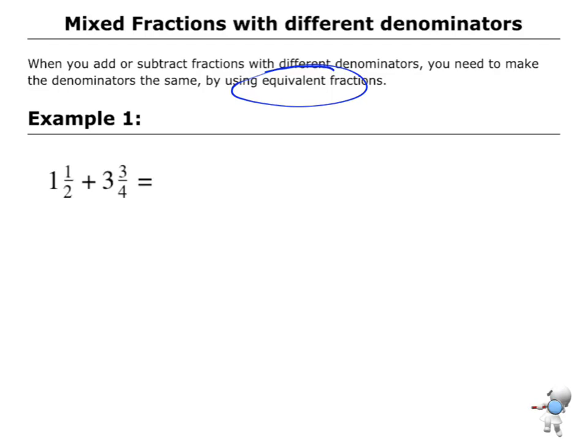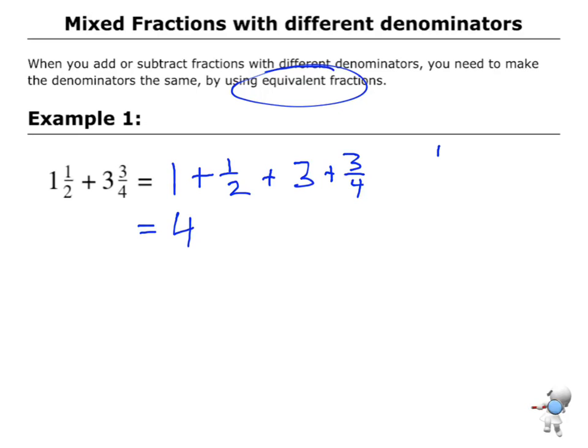So here I've got 1 and 1/2 plus 3 and 3/4. What I need to do is deal with the pieces separately. So I've got whole numbers, so 1 and 1/2 is the same as 1 plus a half. 3 and 3/4 is the same as 3 plus 3/4. Okay, so now I can simply add the whole numbers. 1 plus 3 is 4.